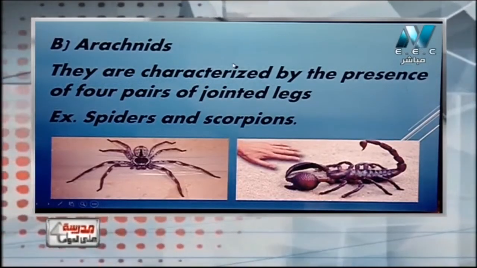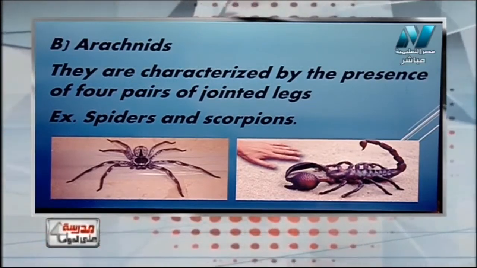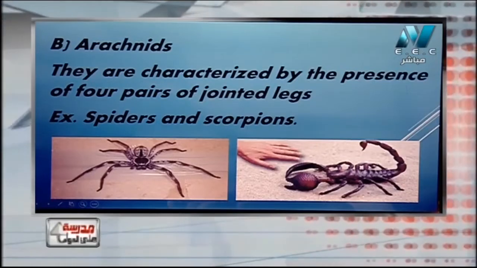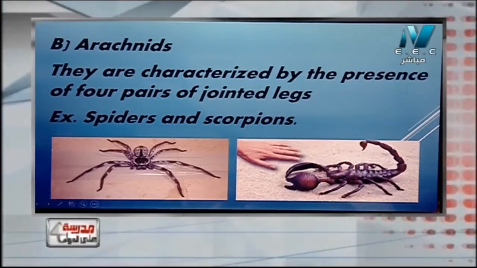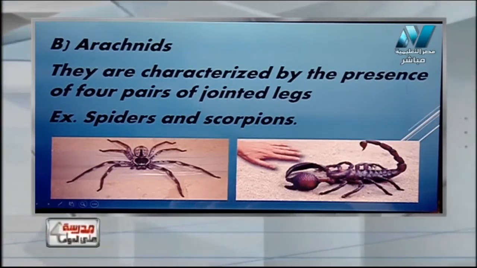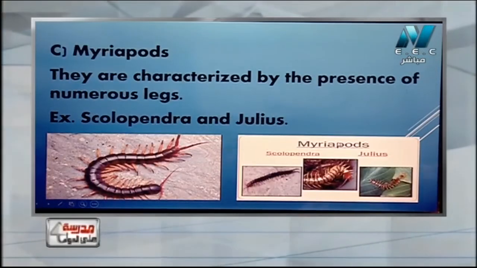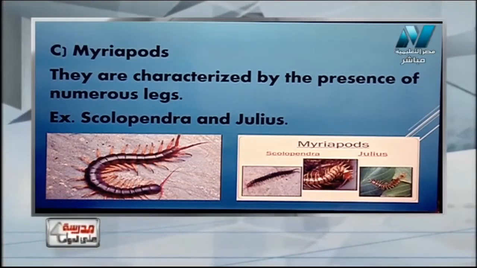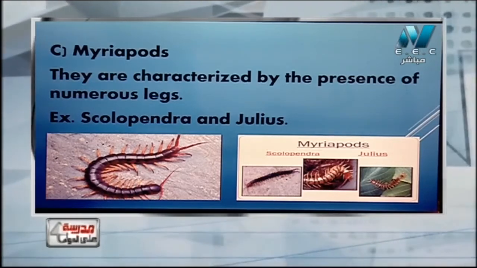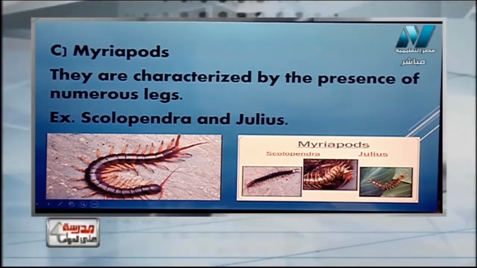And number B, arachnids. Arachnids, they are characterized by presence of 4 pairs of jointed legs, as spider and scorpion. 1, 2, 3, 4, they are 4 pairs. And here 1, 2, 3, 4, 4 pairs for scorpion. C, myriapods. Myriapods, they are characterized by the presence of a large number, a very big number of legs, as Scolopendra and Julus.